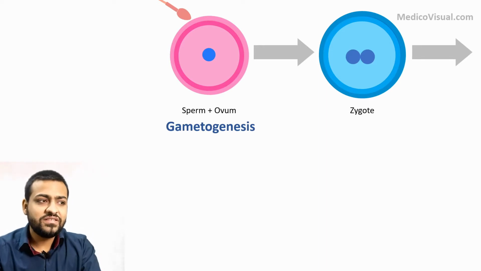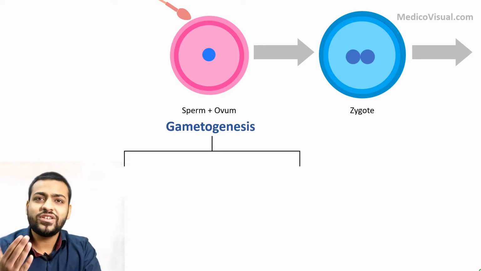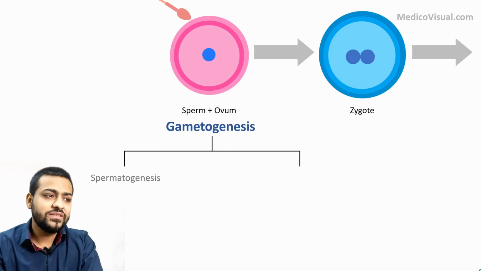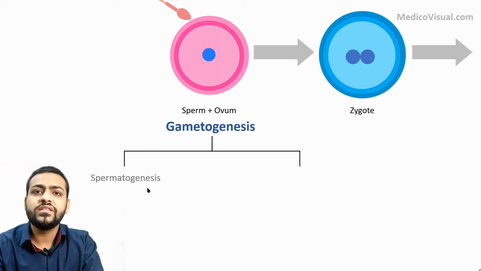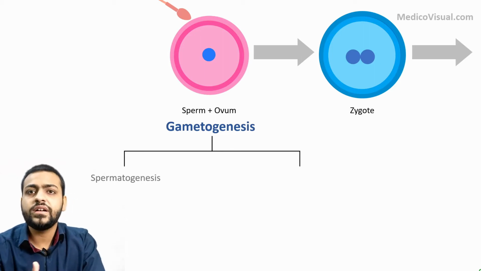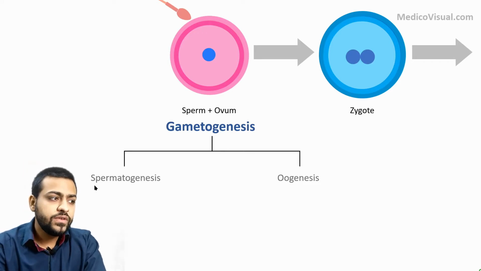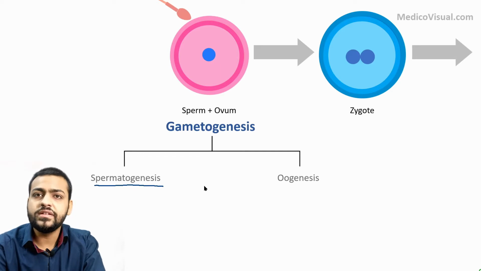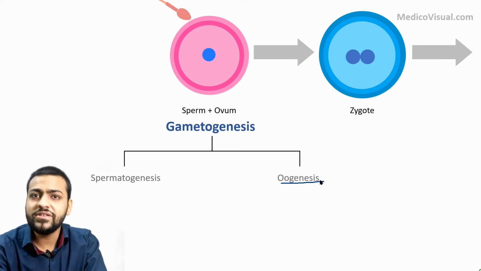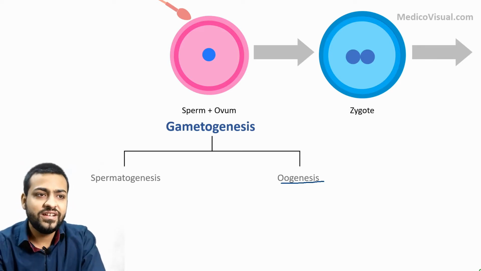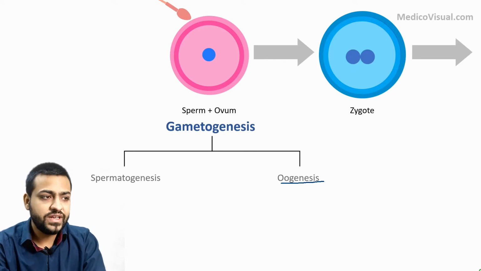Naturally, gametogenesis is of two types because gametes are of two types. It is spermatogenesis when male gametes or sperms are formed, and it is called oogenesis when ovum, I mean female gametes, are formed. Today we will discuss spermatogenesis, and in a subsequent lecture we will discuss oogenesis. Both of these are types of gametogenesis. Clear up till now? Let's move forward.